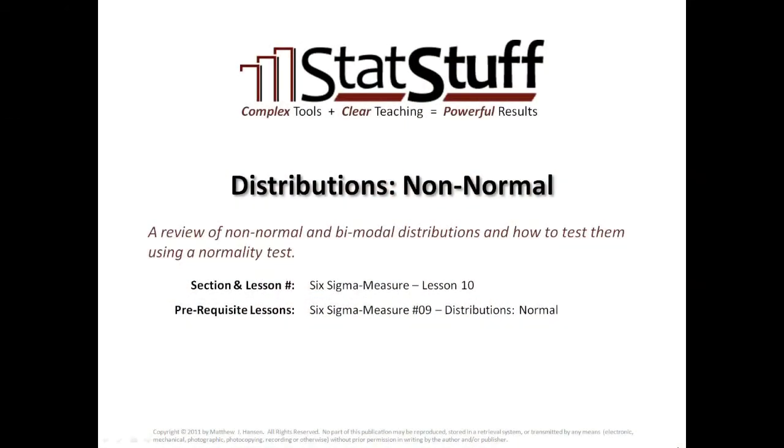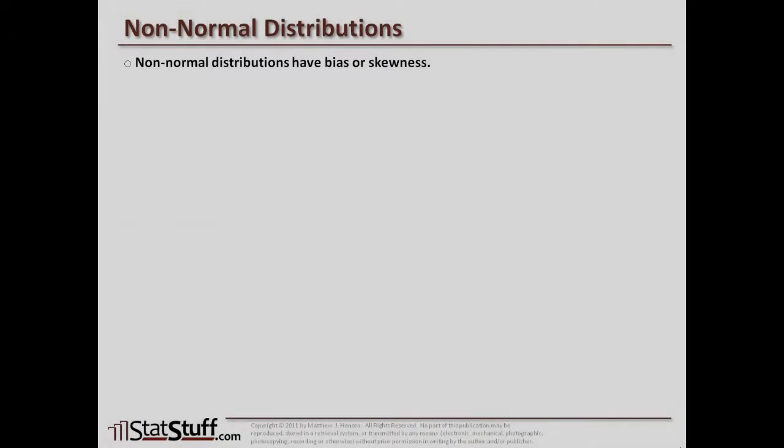In the previous lesson I talked about normal distributions. So in this lesson I'll cover non-normal distributions and how you can test those also using a normality test. So let's begin by defining what we mean by a non-normal distribution. Well, a non-normal distribution means that there's some sort of bias or skewness in the data itself.